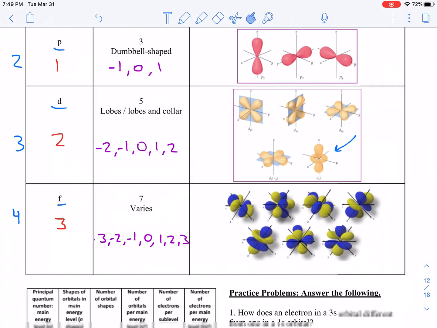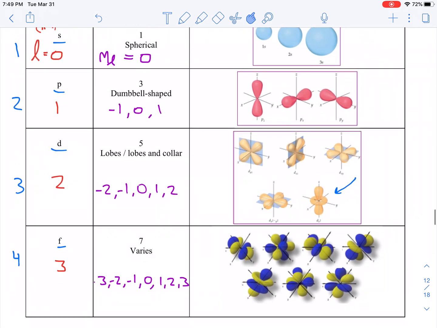And you'll notice that those purple numbers range in scale from the value of L from its positive side to its negative side. And then the last thing we're saying is that in every single one of those orbitals, we can hold 2 electrons. We can hold one going up, and we can hold one going down.